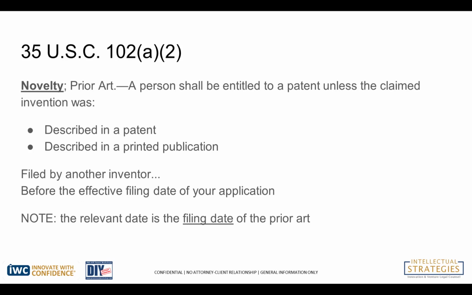Similarly, but slightly different, is 102(a)(2), which talks about patents and printed publications that have a filing date prior to the filing date of your application. So the activity is not that the patent issues or that the printed publication is published prior to the filing date. It's that the patent or the printed publication, meaning a printed patent document, have a filing date, which would be before, of course, the patent date or the publication date, and that filing date of the patent or the printed publication is the important date relative to the filing date of your patent application.